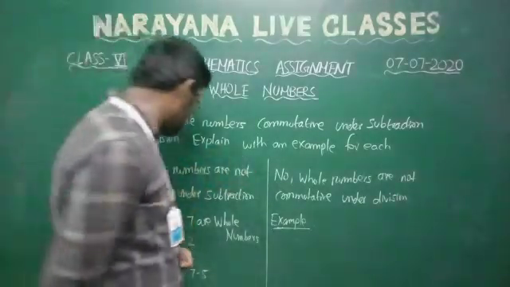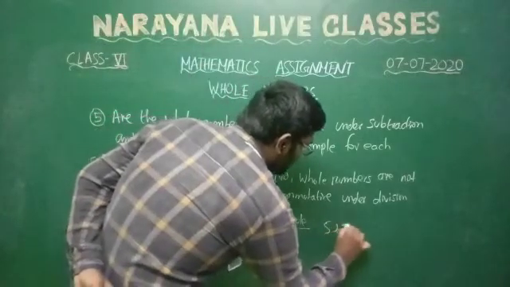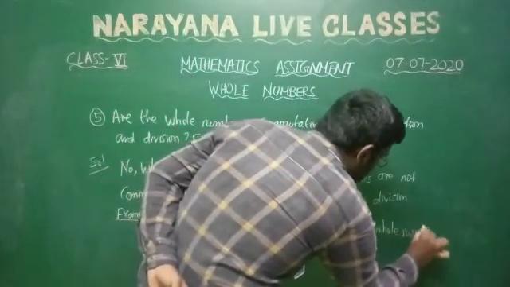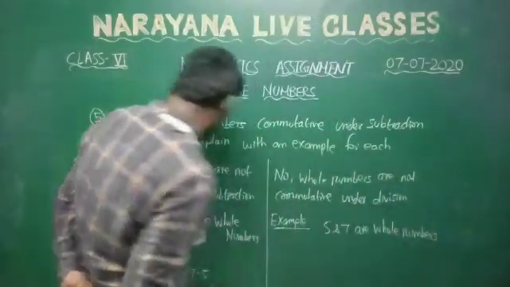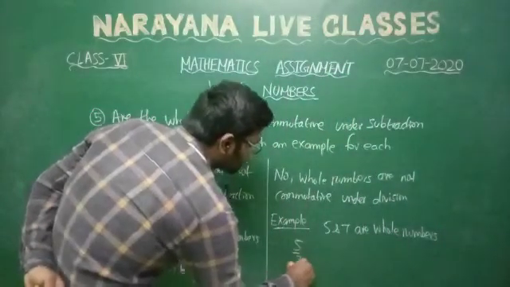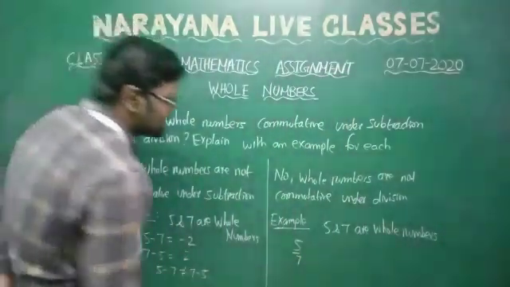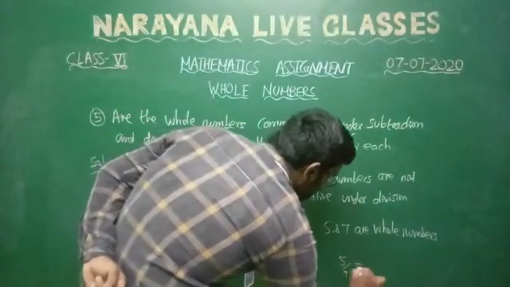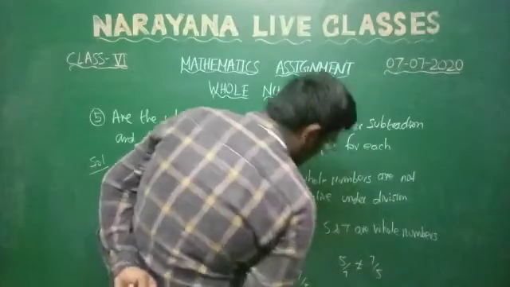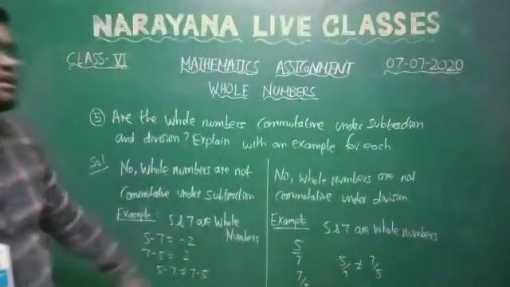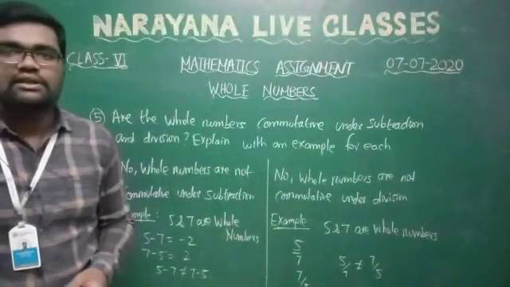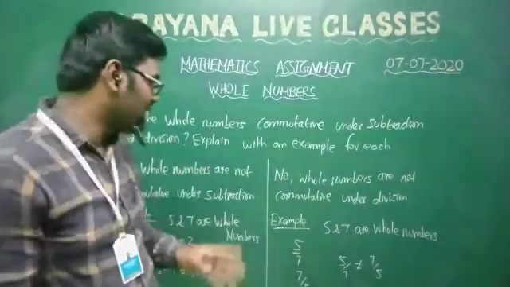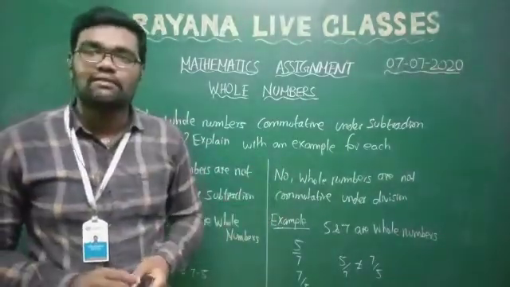Similarly, for division, if I take the same, 5 and 7 are whole numbers, such that 5 divided by 7 and 7 divided by 5. So 5 divided by 7 is not equal to 7 divided by 5. Therefore, here also it is not commutative under division. Clear, students? Only for addition and multiplication the commutative property will be satisfied. For subtraction and division the commutative property will not be satisfied.